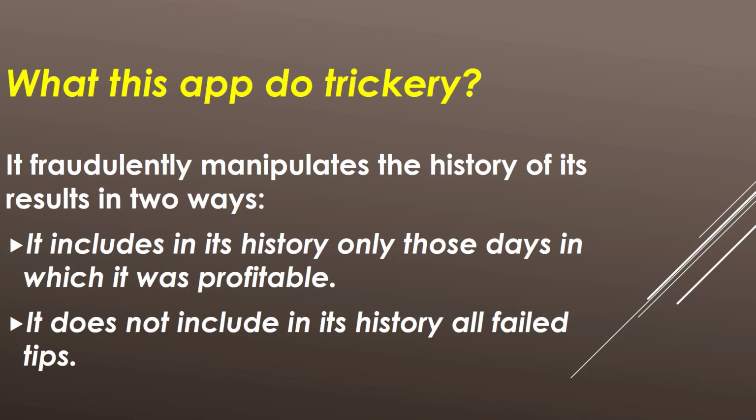Was it unfortunate that this day was so exceptionally unsuccessful compared to the previous months? In this video, we'll show that he wasn't out of luck, but the reason is the fraudulent behavior of this app. What this app did trickily: it fraudulently manipulates the history of its results in 2 ways. It includes in its history only those days in which it was profitable. It does not include in its history all failed tips.